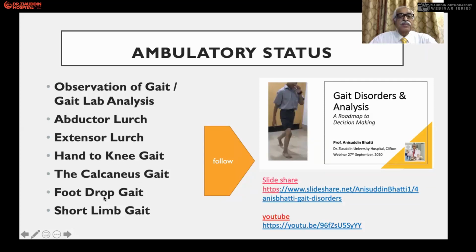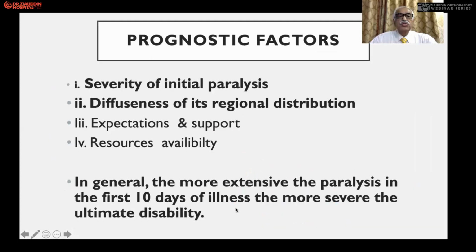which is very difficult to treat when there is paralysis of the triceps surae. There may be a foot drop due to paralysis of the dorsiflexors of the ankle joint, and there may be a short limb gait. We have given this in detail in the gait analysis and gait disorders lecture, which is available on SlideShare and YouTube.